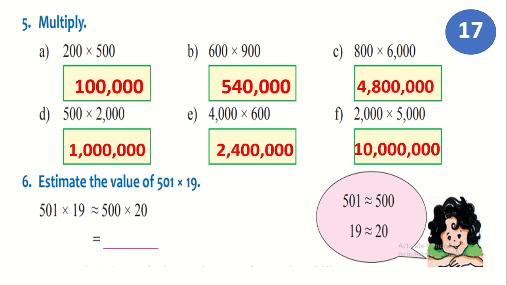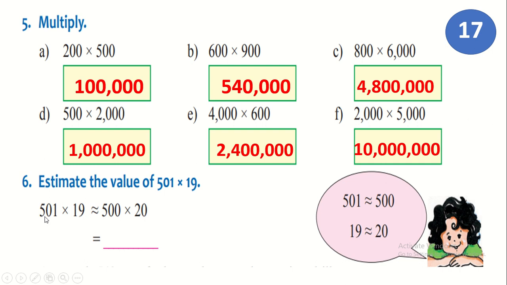Okay. Now, number 6 is estimate the value. Be careful with this, students. If you multiply, you don't change the number. But if the word is estimate, you round off the number. Okay, round off. Like this. For 501, you round off to 500 first. And for 19, you round off to 20. Okay.